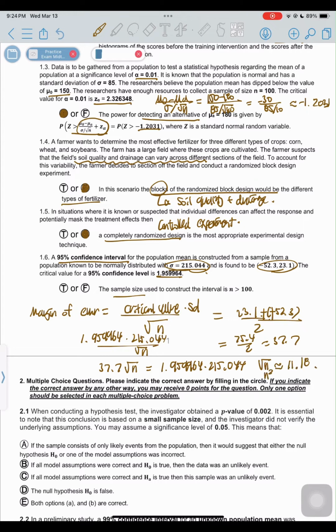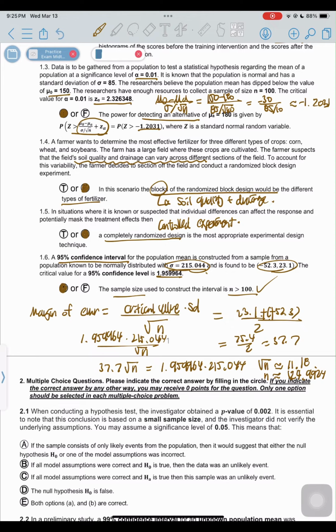If you square the value 11.18, let's do that, 124 point, sorry, 124.9924. That's square root of n, I mean, it is square root of n. And then if you square it, that just becomes n, not squared n. So n is about 124.9924, which is greater than 100. So it is indeed true.